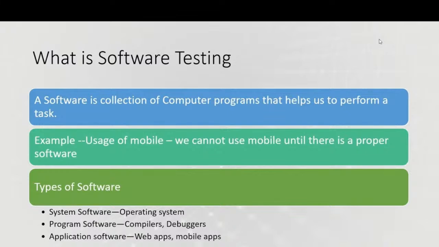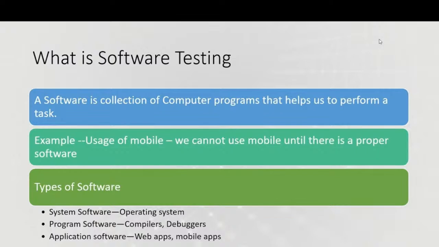And what is program software? Program software is nothing but a compiler or a debugger. If you get any issue in the software that you have installed, these compilers or debuggers will help you to analyze it. And application software: if it is LinkedIn, you go and download this LinkedIn software, so that is called application software. These are the different types of software you use in your real-time daily scenario.